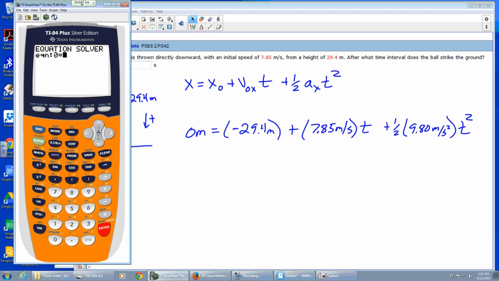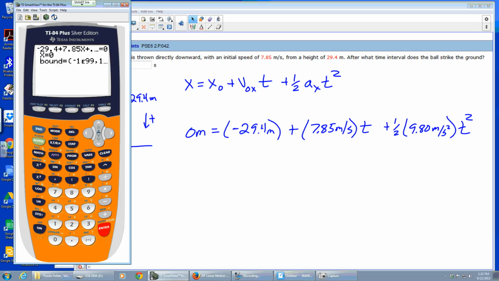So I'm going to put in this equation. I'm going to put in negative 29.4 equals... make sure you use the negative, not the positive. Plus, not the subtraction. Plus 7.85, and then I'm going to use my x key for my variable. Plus 0.5 times 9.8. And then x I'll use again, and I'll square it. So I've just put in my equation, right?